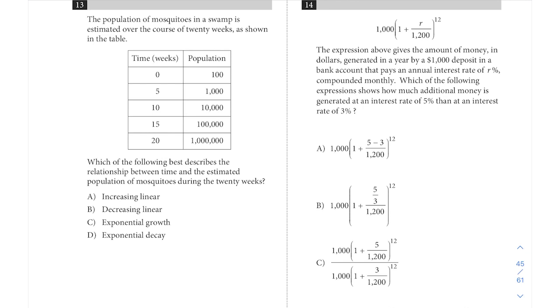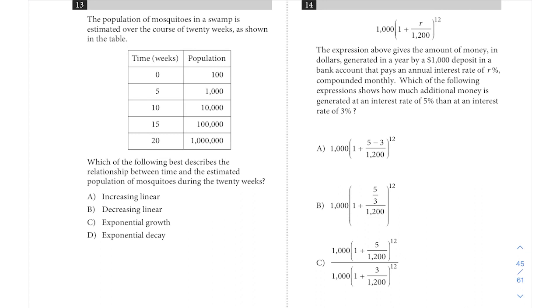This is Chris, and we are taking a look at questions 13 and 14 here in section 4 of SAT Practice Test 4. So for 13, it says the population of mosquitoes in a swamp is estimated over the course of 20 weeks as shown in the table. And we see the table below.